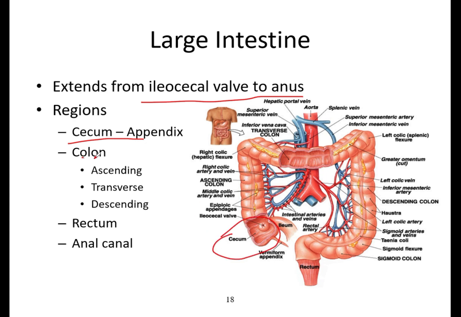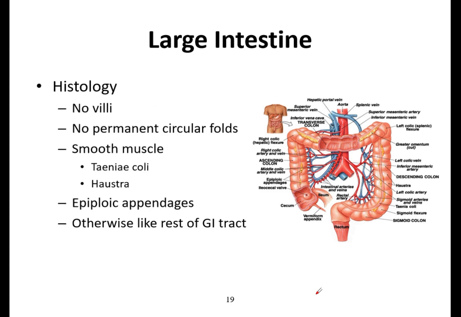Next is the colon. The colon has three types. This one is the ascending colon, this is the transverse colon, and this is the descending colon. One more is present, the sigmoid colon. Then the rectum and then the anal canal. So these are the parts of the large intestine.